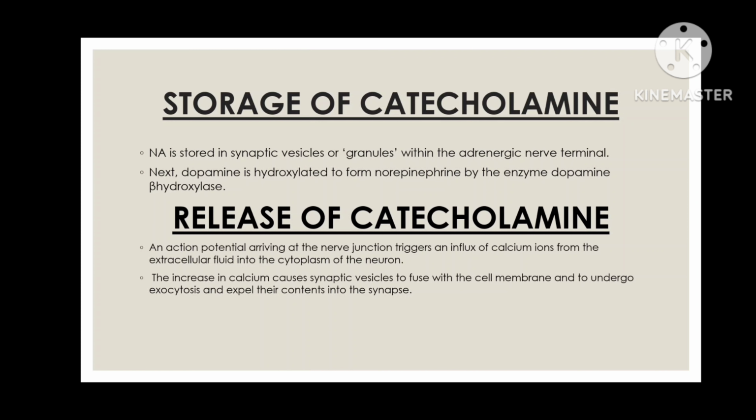Then the release of catecholamine. An action potential arriving at the nerve junction triggers an influx of calcium ion from the extracellular fluid into the cytoplasm of the neuron. The increase in calcium causes synaptic vesicle to fuse with the cell membrane and to undergo exocytosis and expel their content into the synapse.